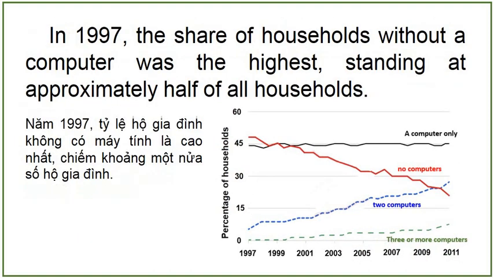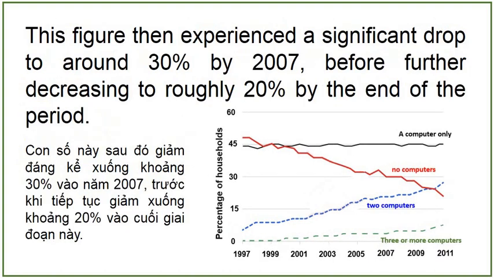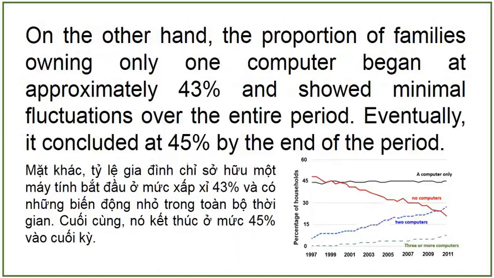In 1997, the share of households without a computer was the highest, standing at approximately half of all households. This figure then experienced a significant drop to around 30% by 2007, before further decreasing to roughly 20% by the end of the period. On the other hand, the proportion of families owning only one computer began at approximately 43% and showed minimal fluctuations over the entire period. Eventually, it concluded at 45% by the end of the period.